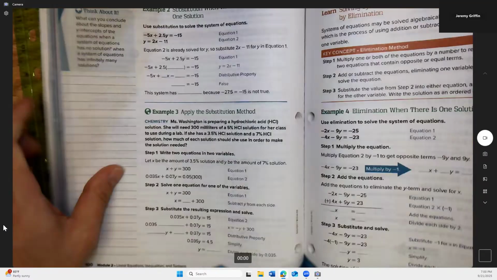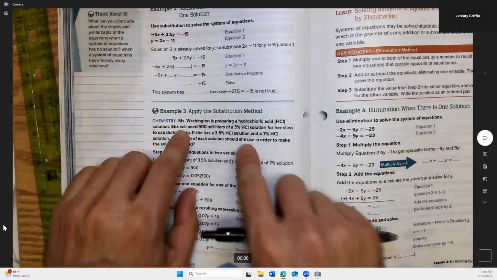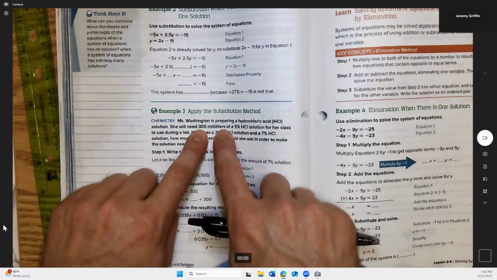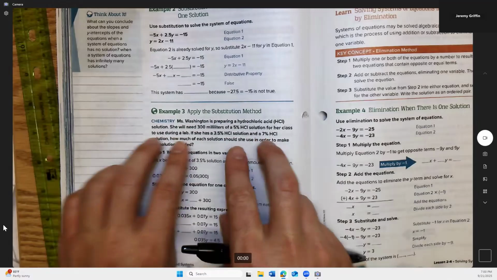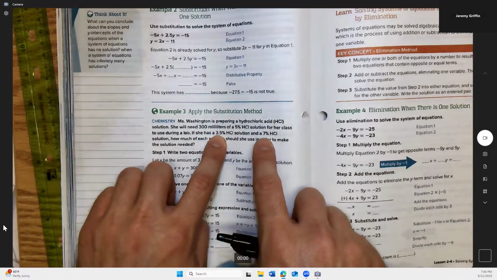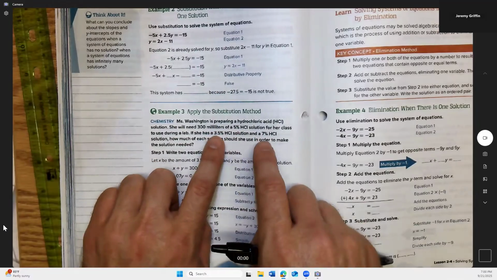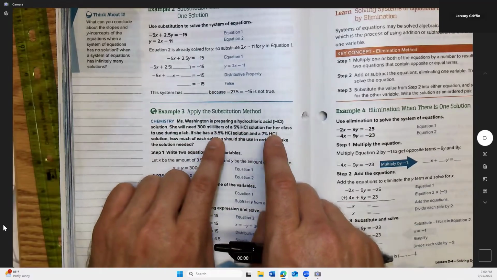All right. Oh, apply the substitution method. Now, I really like this word question here. We got Miss Washington preparing a hydrochloric acid solution. She will need 300 milliliters of a 5% HCl solution for her class during the lab. She has a 3.5% solution and a 7% solution. So the 3.5%, that's too dilute. She needs a 5. But the 7%, ooh, well, that's too concentrated. Again, she needs 5. She needs something between the dilute and concentrated.